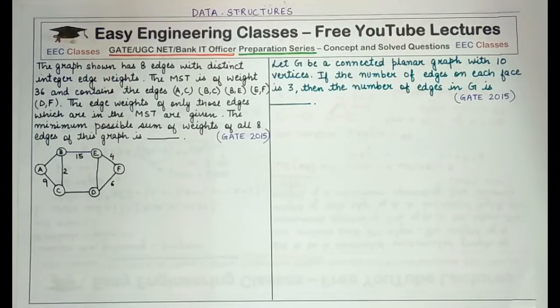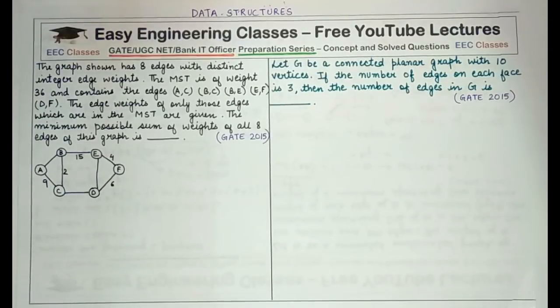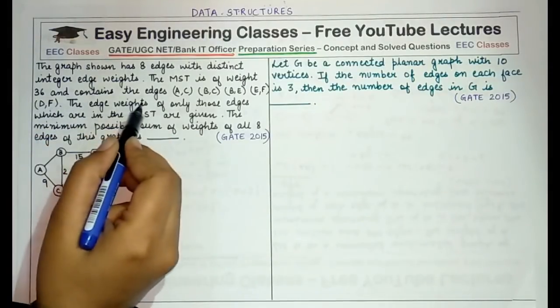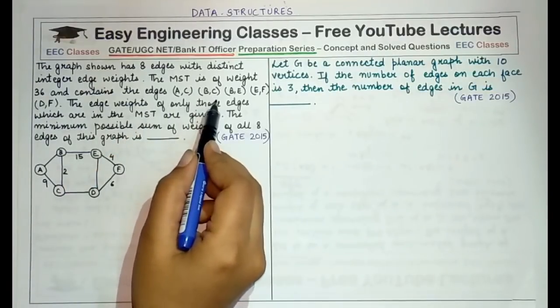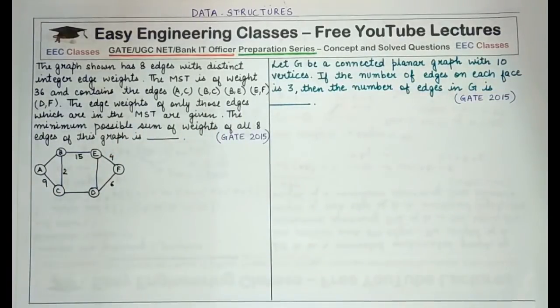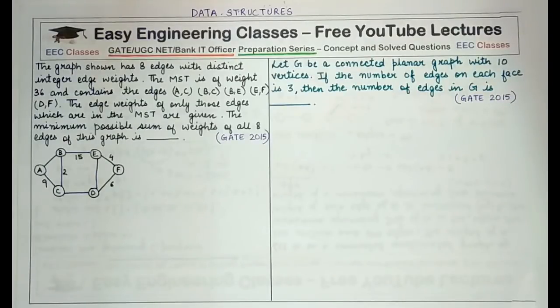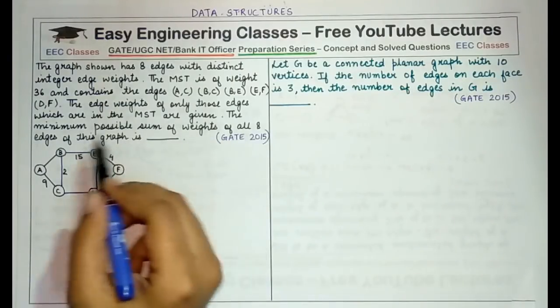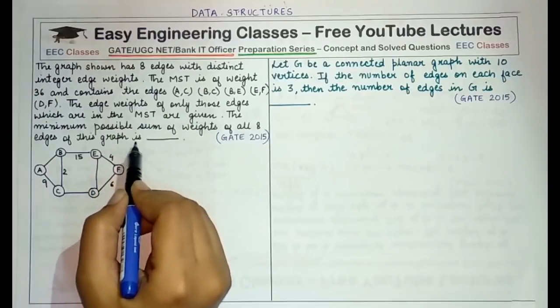Alright, so starting with today's first question of the lecture, the question says that the graph shown has 8 edges with distinct integer edge weights. The MST, that means the minimum spanning tree, is of weight 36 and contains the edges AC, BC, BE, EF and DF. The edge weights of only those edges which are in the MST are given. The minimum possible sum of weights of all 8 edges of this graph is.